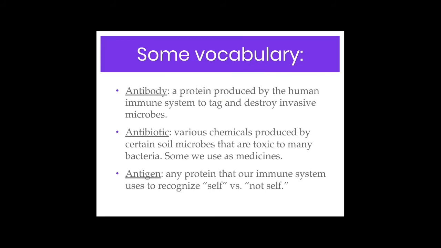As I said, antibodies are what help to fight them off. They're going to tag and destroy any invaders. Antibiotics are different types of microbes that are toxic to the bacteria, so they help to fight off that infection. And then antigen is what recognizes self versus not self. If you remember back to blood typing, if you have the A antigen, that is yourself. B would be not self, because A is yourself, B is not yourself.